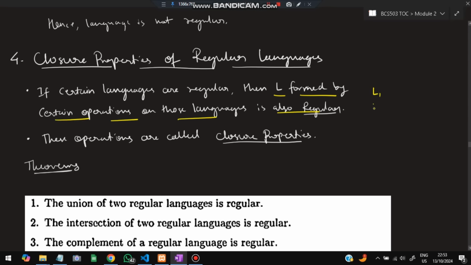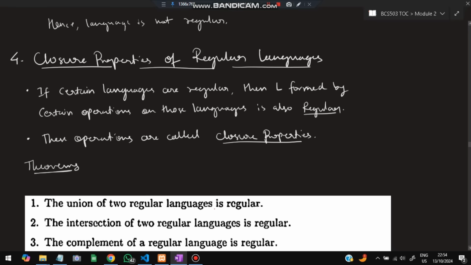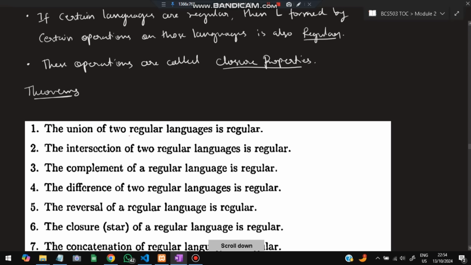So there are certain operations which, if I perform them on these and I get another language L, this will also be regular. So what are those operations? Let's have a look at those operations one by one. Okay, so here, the union of two regular languages is regular. If you take L1 and L2, if both are regular and I take the union, then whatever language L is formed will also be regular.